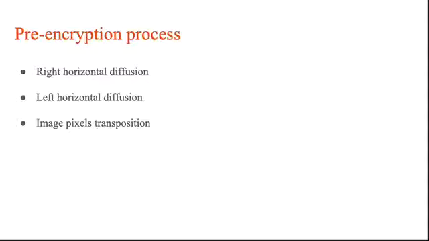In the pre-encryption process, 2 simple rounds of diffusion and an image pixel transposition are made on the original image. The diffusions are right horizontal diffusion and left horizontal diffusion. After these diffusions, pixel positions are modified using the position path generator.